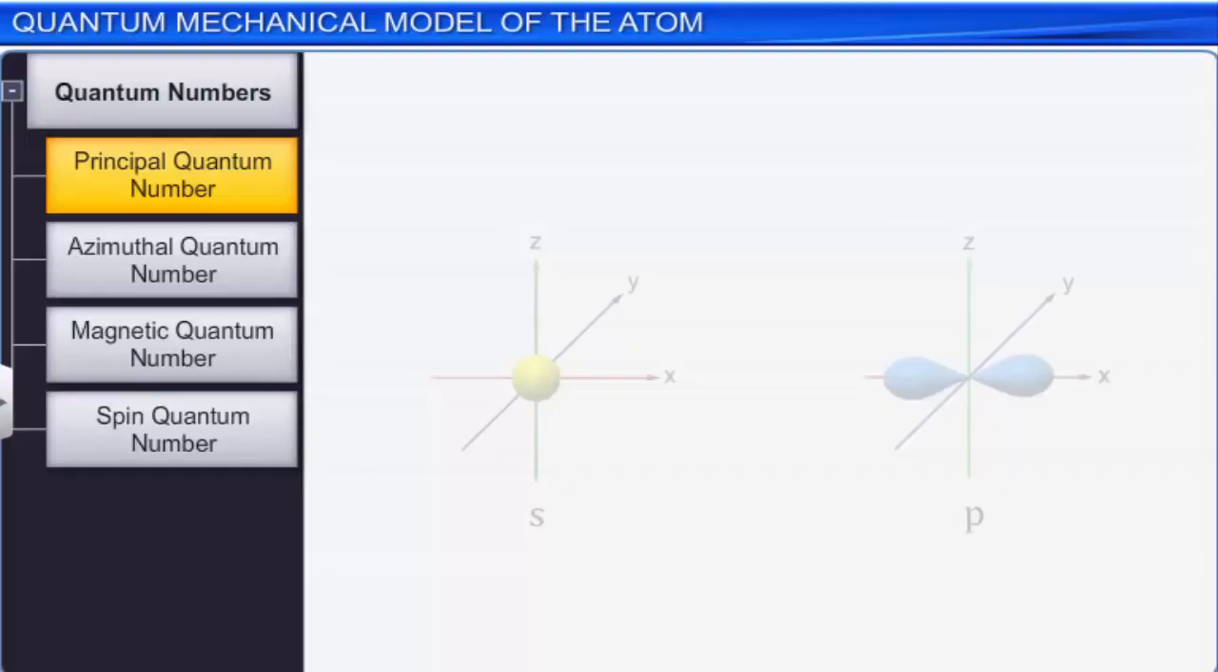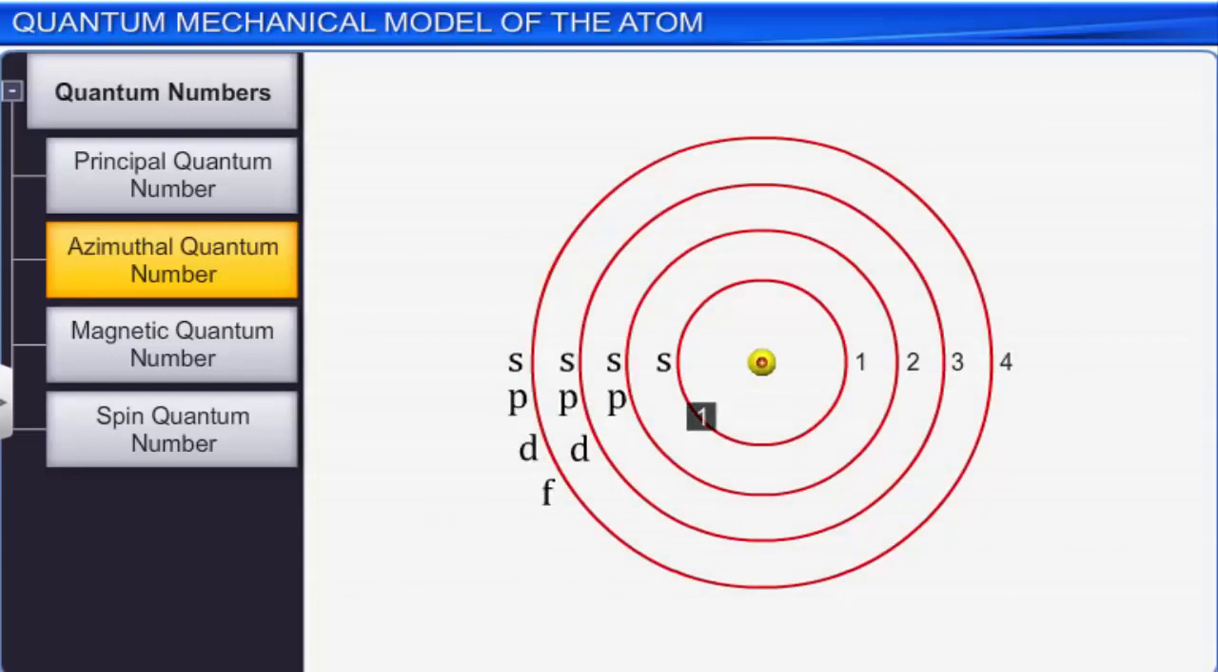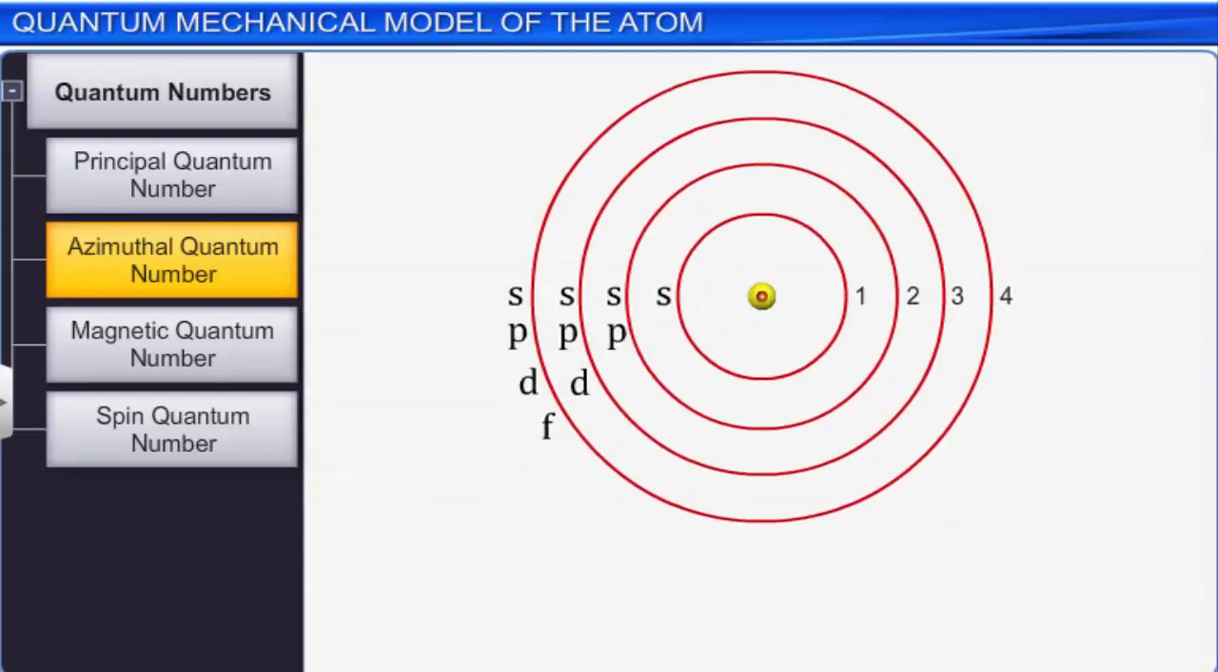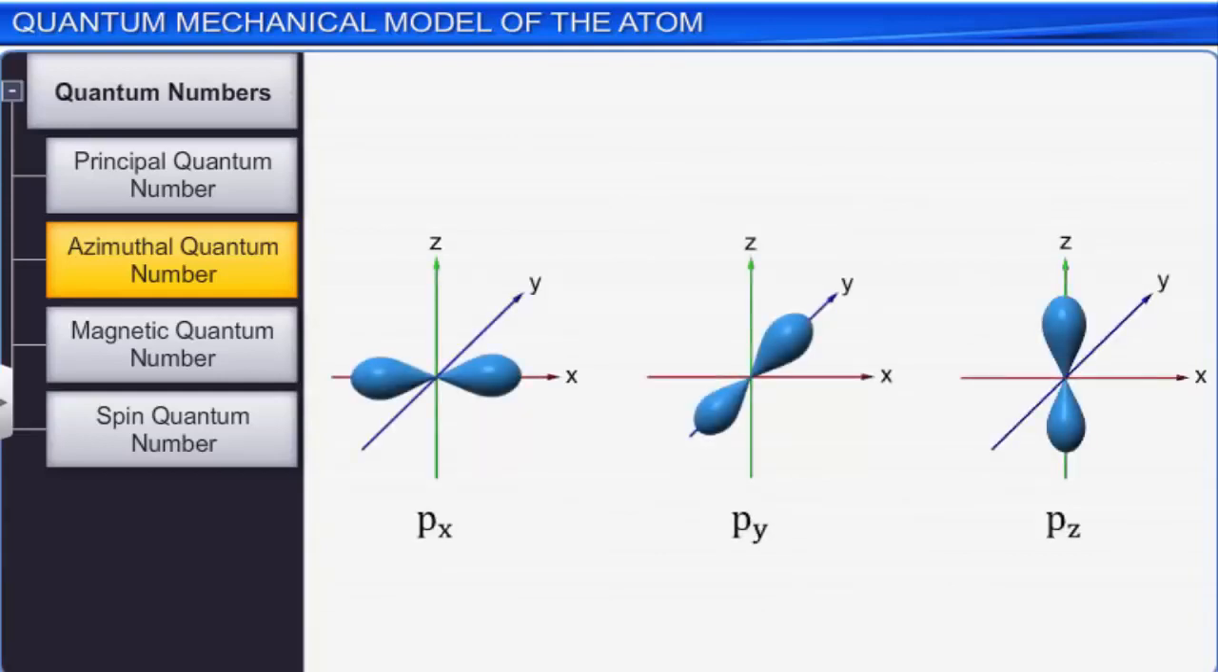Let us move on to the next quantum number, that is, the azimuthal quantum number. It is denoted by the letter L. The number of subshells is given by the azimuthal quantum number. The azimuthal quantum number is also known as the orbital angular momentum or subsidiary quantum number. It also describes the three-dimensional shapes of orbitals that you will learn about in the next module.